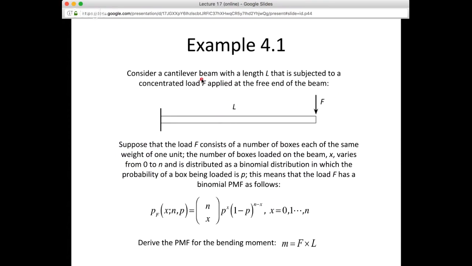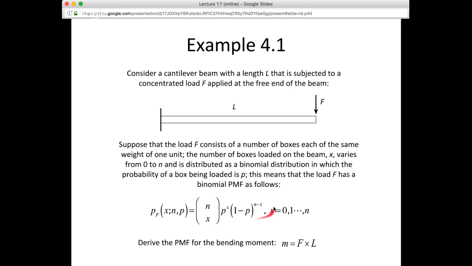So consider a cantilever beam with a length L that is subjected to a concentrated load F applied at the free end of the beam. So you've got a beam, it's tied to a wall here, and we've got a concentrated force at the end of the beam. Suppose that the load or force consists of a number of boxes, each of the same weight of 1 unit. The number of boxes loaded on the beam, x, varies from 0 to n and is distributed as a binomial distribution in which the probability of a box being loaded is p. This means that the load F has a binomial PMF as follows.